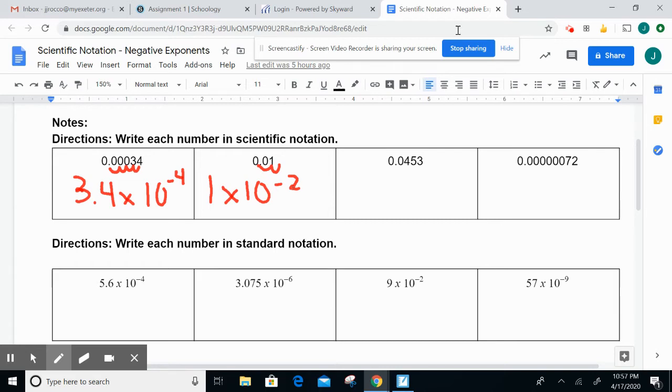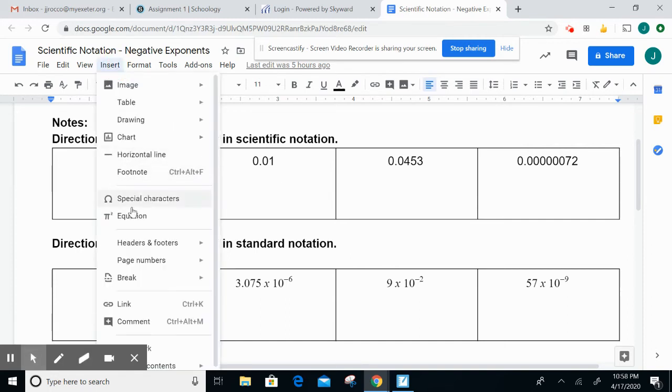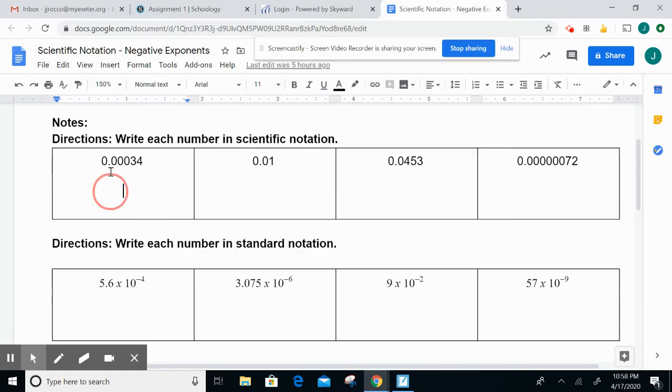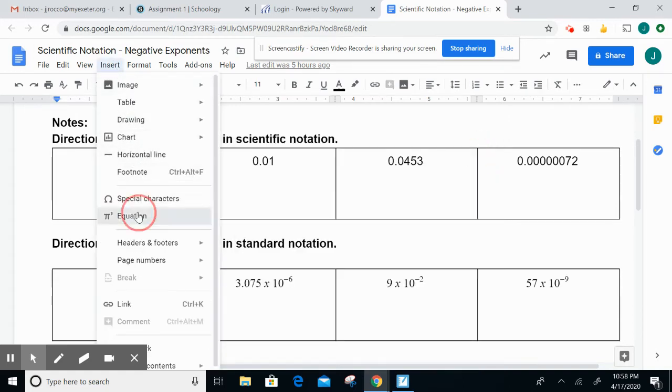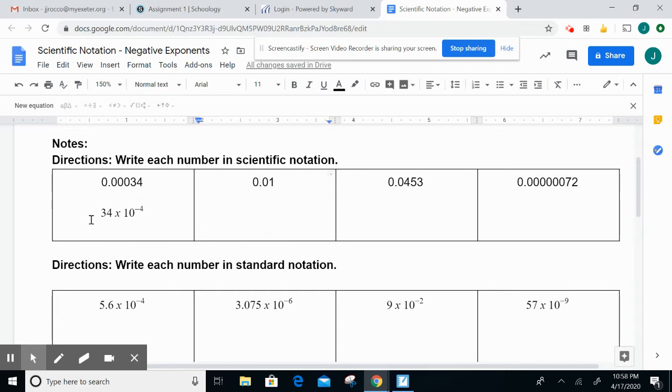Now, let me go ahead and erase this and type it the way you're going to type it for your responses. You're going to go to Insert, Equation, like you did in the last lesson, not special character. Make sure I'm clicked here, Insert, Equation. We said it was 3.4 times 10, and remember how to do the exponent. Shift 6 takes you up to the exponent spot. It's a -4. 3.4. All right.